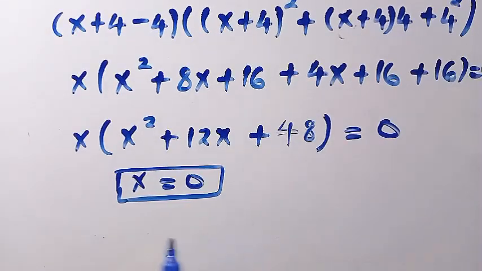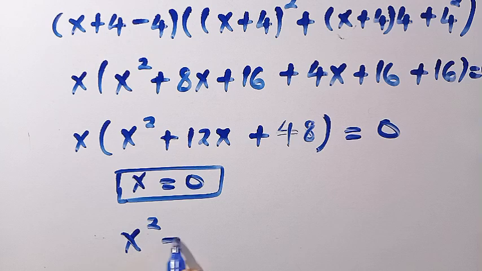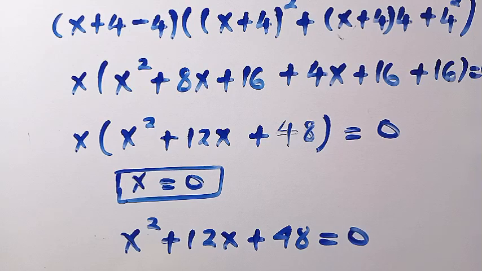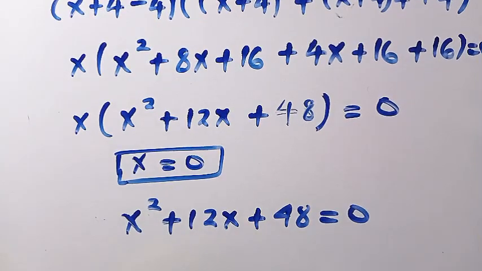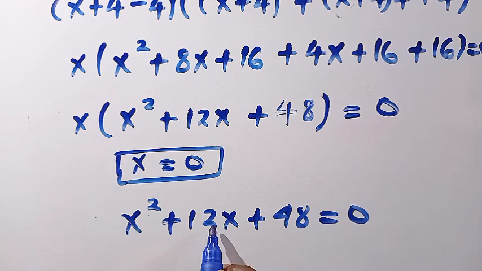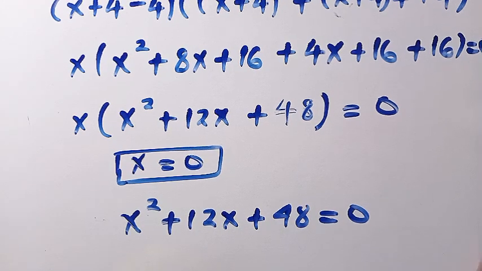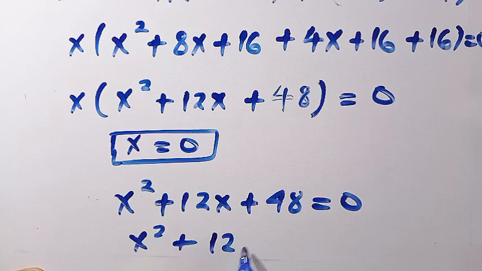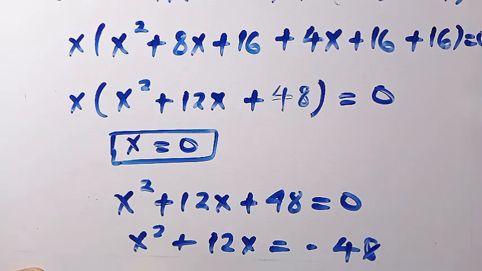And also we have x^2 + 12x + 48 = 0. We have this as a quadratic equation, so we are going to solve this quadratically. We have x^2 + 12x + 48. Suppose I transfer 48 to the other side, we are going to have x^2 + 12x = minus 48.